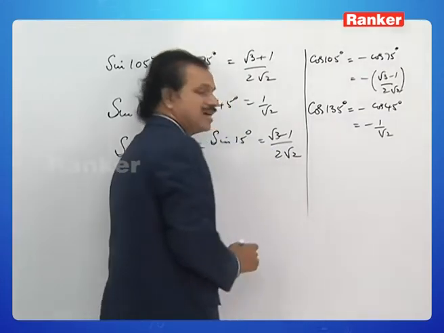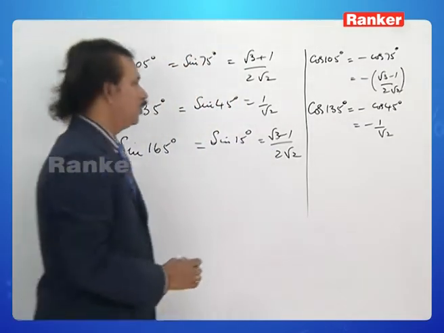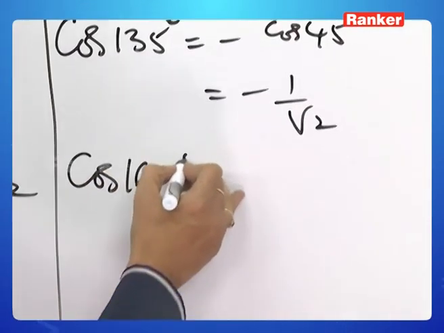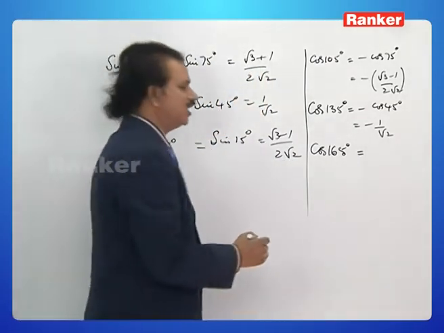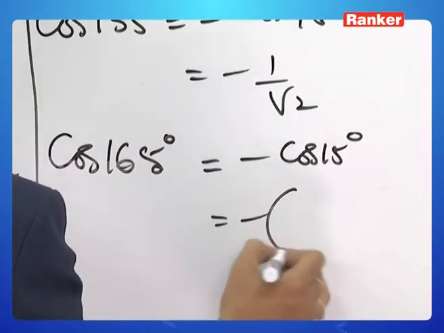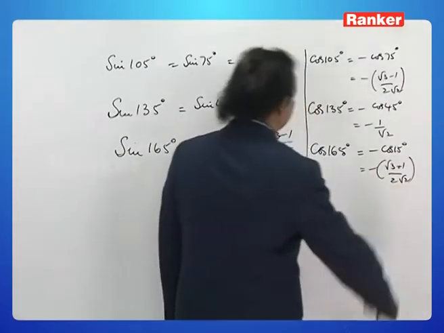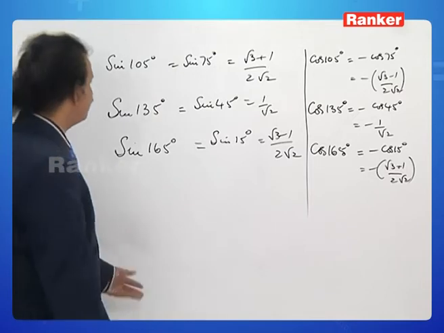And again, what is cos 150? Minus cos 30, minus root 3 by 2. What is cos 165? Minus cos 15, isn't it? Minus cos 15 is nothing but minus of root 3 plus 1 by 2 root 2. Well, shall we have the values for tangents of these as well?